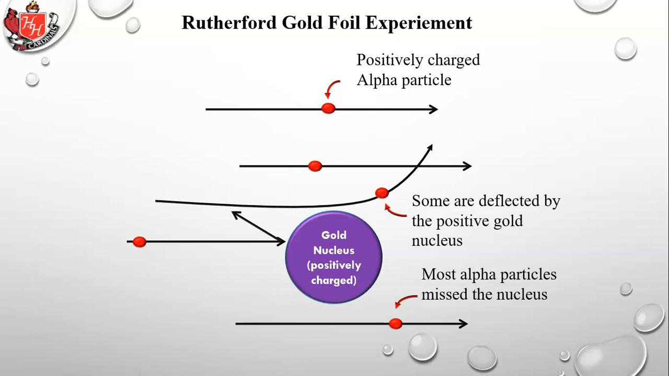The nucleus has protons in it. That's positive charges. And the positively charged alpha particles will get close to that. They'll be repelled by the positive nucleus and get pushed away, and they'll curve. A few hit it directly, however, hit the nucleus directly and bounce back.